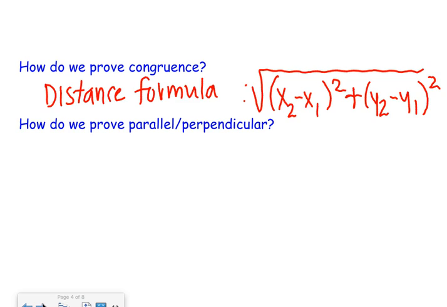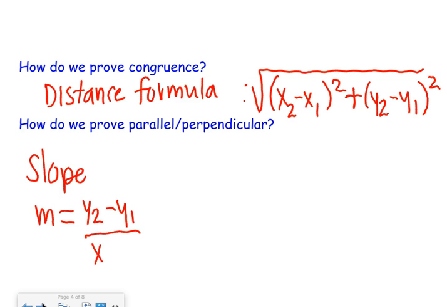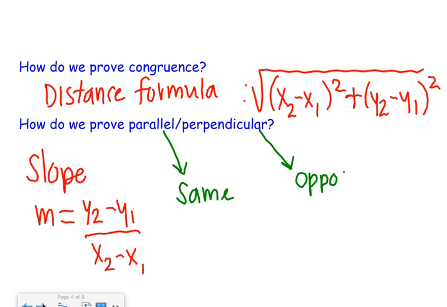How do we prove parallel or perpendicular? If they have the same slope. Slope. Yeah. You got this. What's my slope formula? y2 minus y1 over x2 minus x1. What do you guys know about the slopes of parallel lines? Parallel are the same. Perpendicular are opposite reciprocal. Okay, we got what you meant.